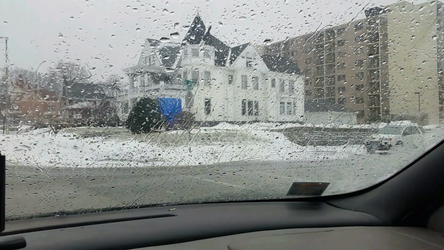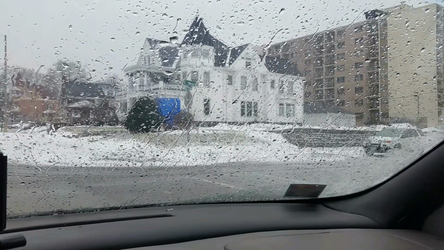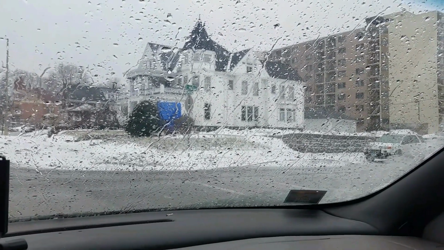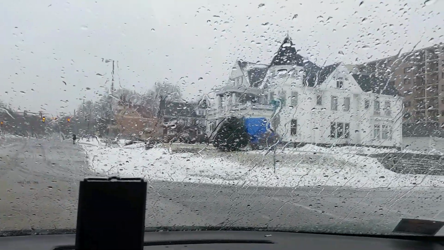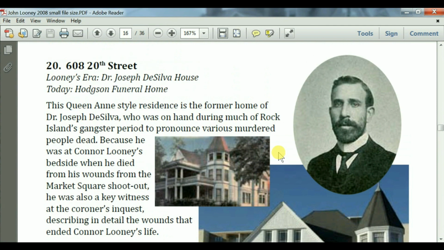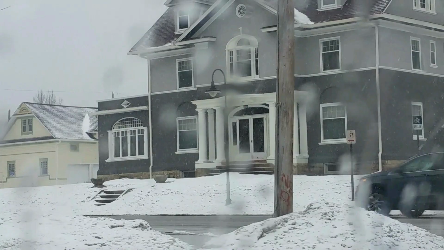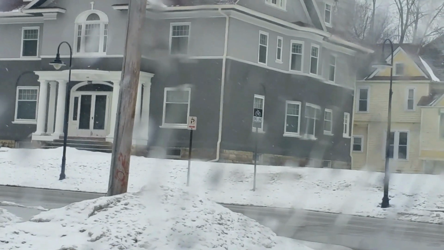Okay, it's a funeral home, but it used to be Dr. Joseph DeSalva's home. Now it is a funeral home, so it's quite a big house. He was a doctor during that time, obviously a rich doctor, like a lot of doctors are, and probably one of the only doctors in town, and he would often be called to these different murders.